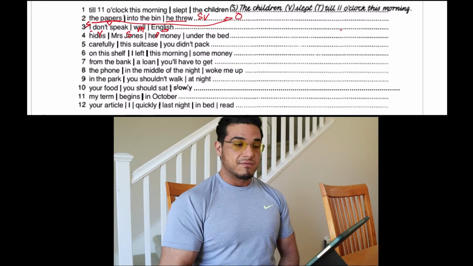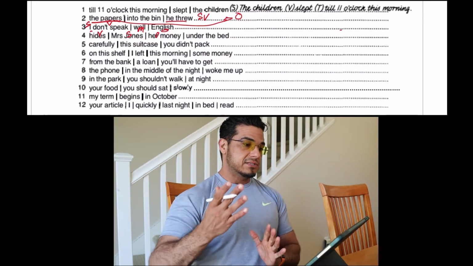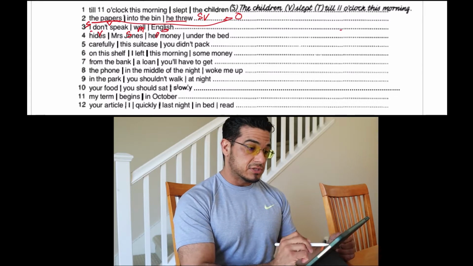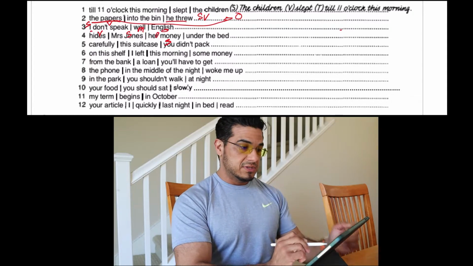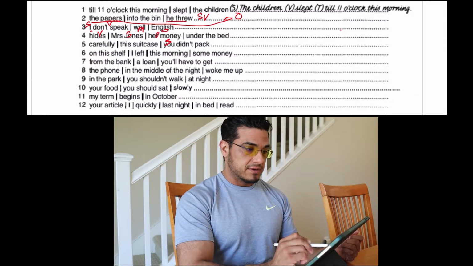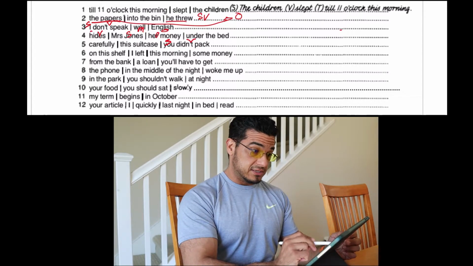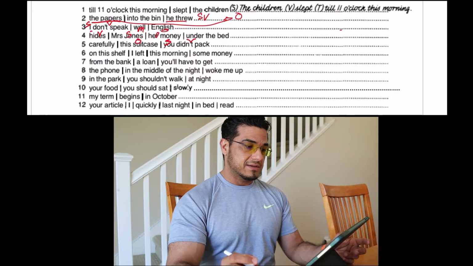All right, number 5, we have carefully. This suitcase you didn't pack. It looks like it's flipped. So it should be you, which is our subject. Well, what did you do in this case? Well, you didn't do, so that'll be our verb. So you didn't pack. Well, what was the thing you didn't pack? Well, you didn't pack this suitcase, which will be our object.